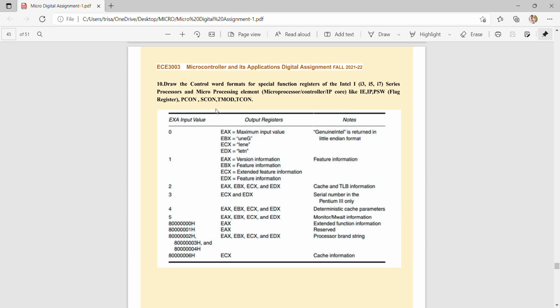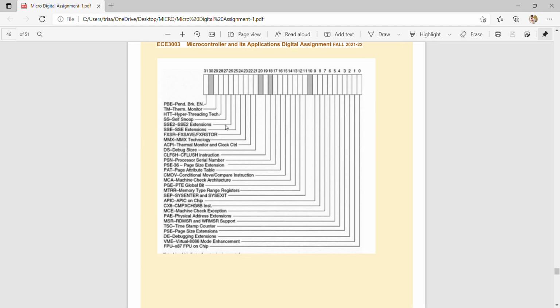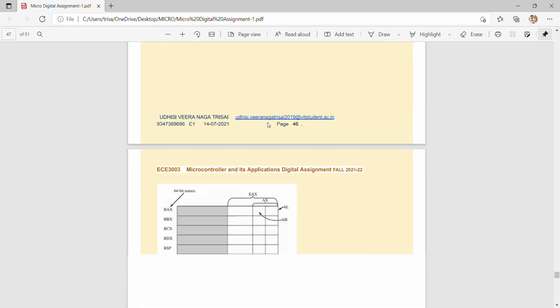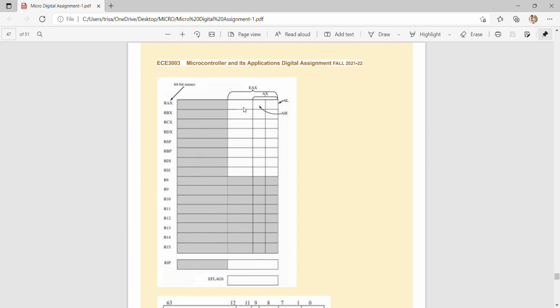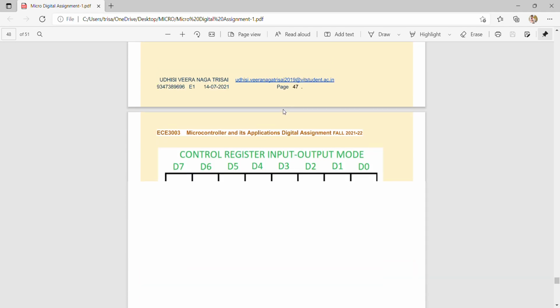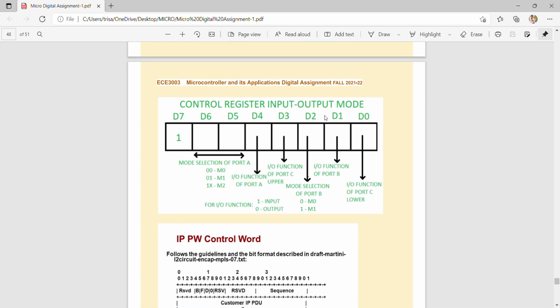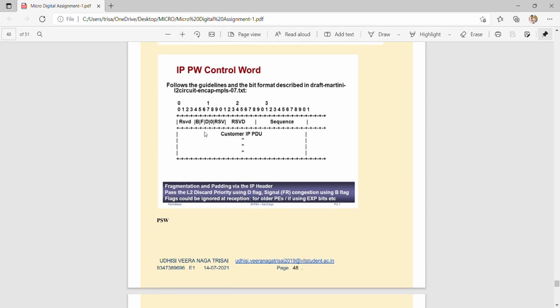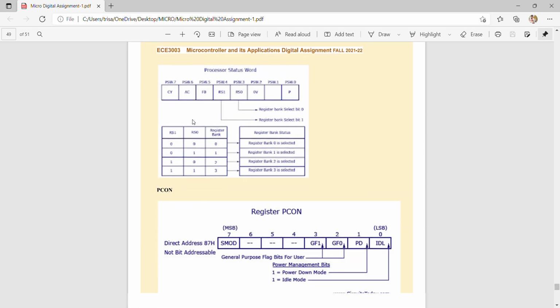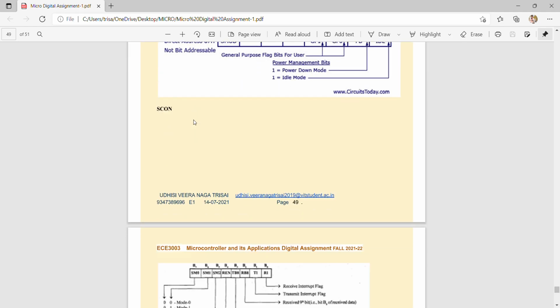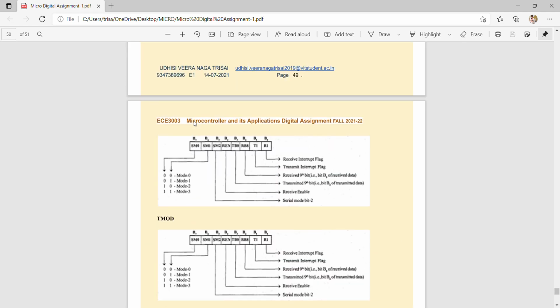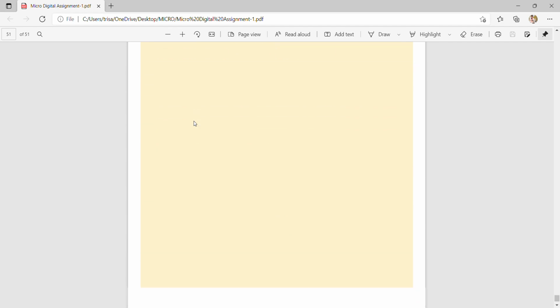The last question was to control the load format of the special function registers of the Intel i3, i5, i7, and PCON, SCON, and this is the table of that, and this is the diagram we want to know. And this is the main 64-bit RAX, and the EAX, everything is explained here. And this is the control register input output mode, and this is the IP and IE controller which was asked in the question. This is the PSW, and this is the PCON and SCON, TMOD and TCON, everything was written briefly here. Thank you, sir.